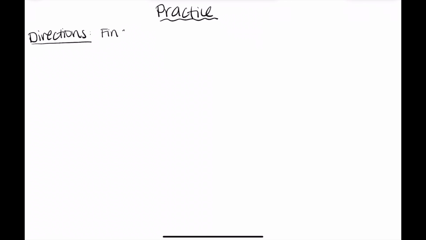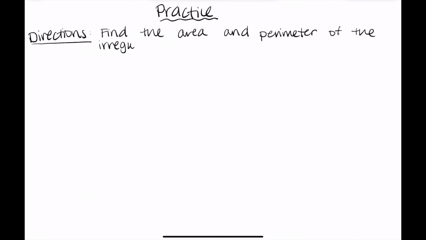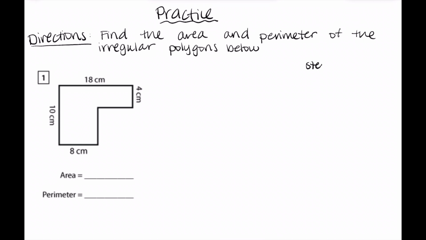Now that we've gone through all of this, let's get into our practice section for today. The directions say to find the area and the perimeter of the irregular polygons below. Looking at our first example here, we see that this is kind of like an upside down L shape. And since it's not one of our standard polygons, this would qualify as an irregular polygon.